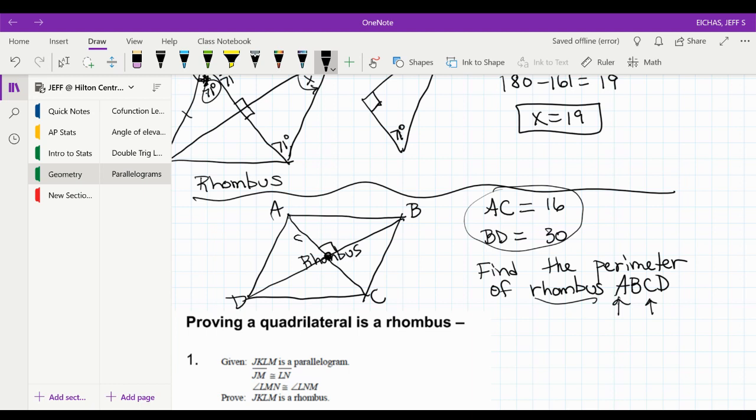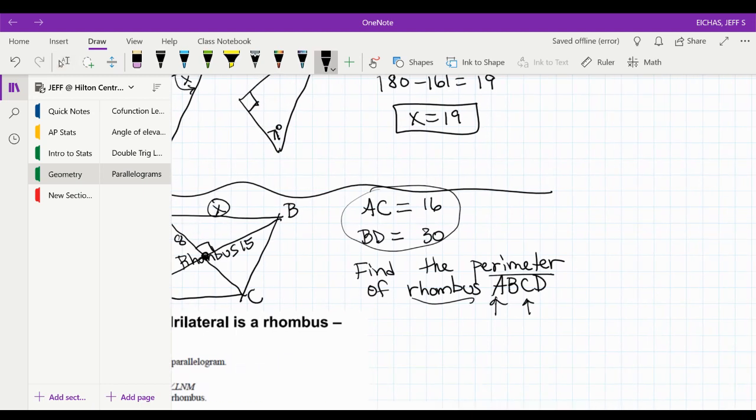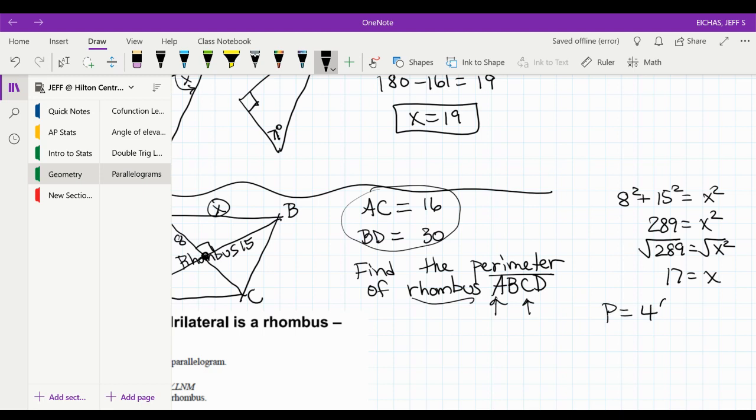All right, cut the 16 in half, that's 8. The 30 in half, that's 15. Now, you're noticing that I'm just going to get one side and it wants perimeter. We'll get there. So let's run the Pythagorean theorem on this. Now, we have the length of one side. There are 4 equal sides. So that's what I would do right there. Perimeter is 68.